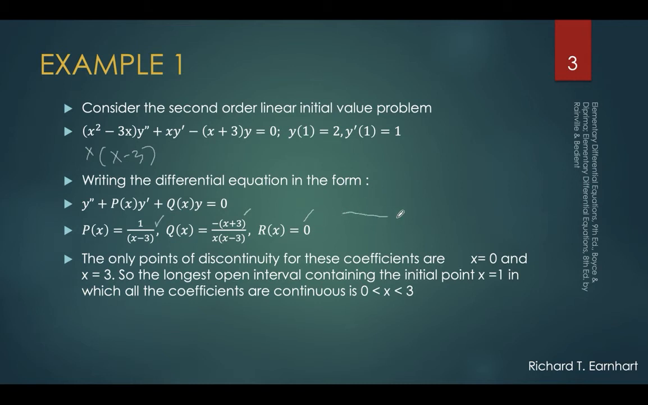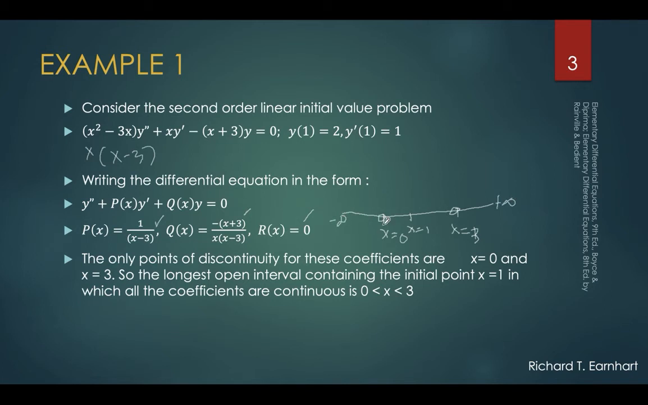So if we consider the real line, you have the singular points or the points of discontinuity. We have x equals 0, x equals 3. We will find the longest interval containing the initial point, which is x equals 1. Your x equals 1 is somewhere here. This is from negative infinity to positive infinity.